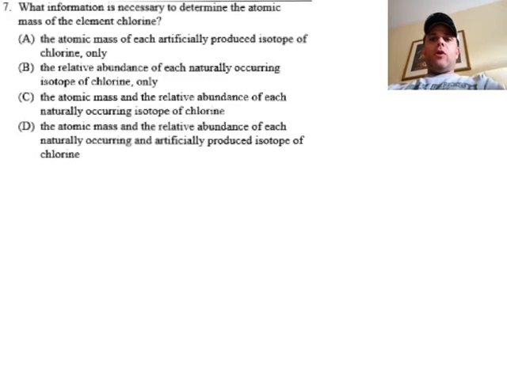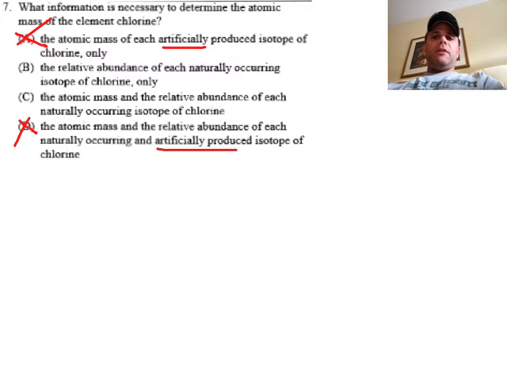And last, number 7. What information is necessary to determine the atomic mass of the element of chlorine? A says the atomic mass of each artificially produced isotope of chlorine. Artificially? I don't even know what they're talking about here. And actually, let's skip ahead to D because it also says artificially. So let's get rid of that. So we're looking at B and C. What is the difference? B is saying the relative abundance of each naturally occurring isotope of chlorine only. So this says just the percentages.